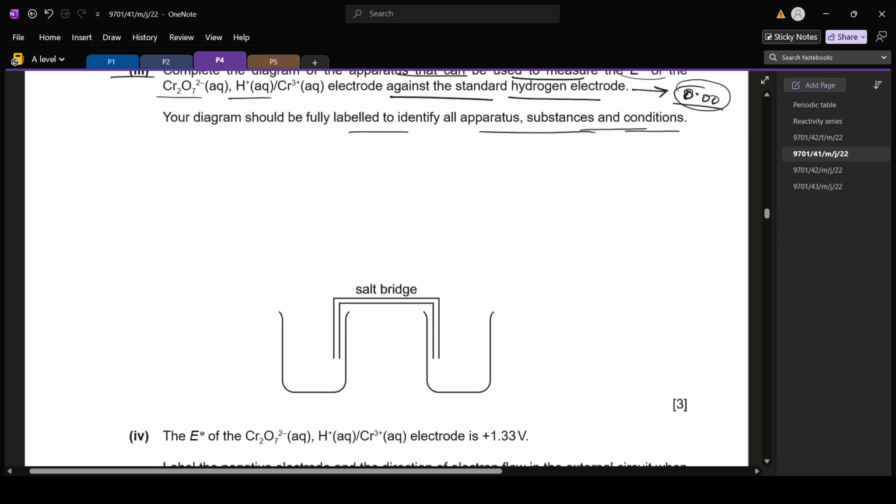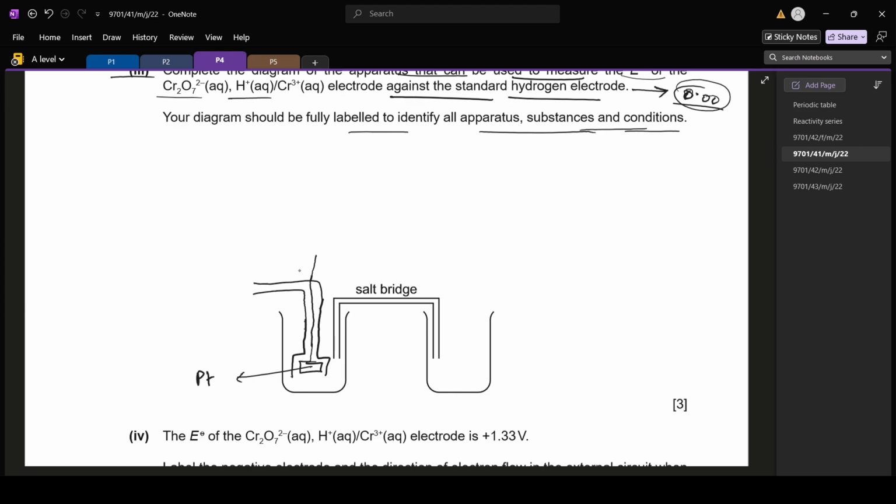Firstly, let's make the hydrogen electrode. Hydrogen is a gas and this electrode is of platinum. The hydrogen gas is inserted from here.